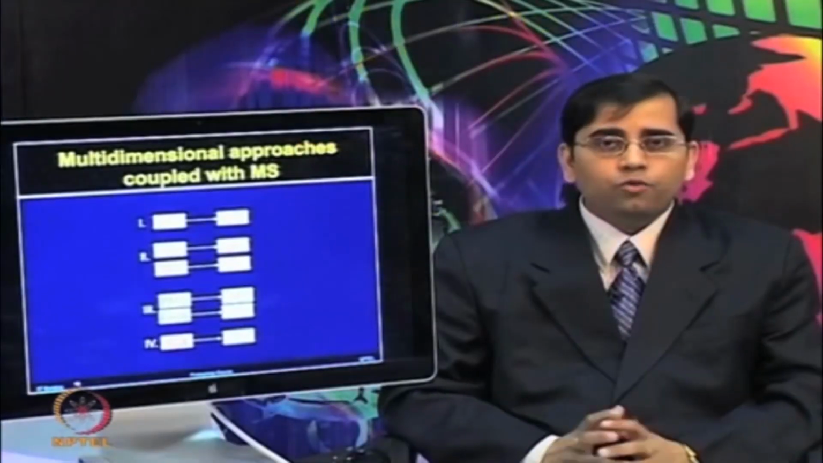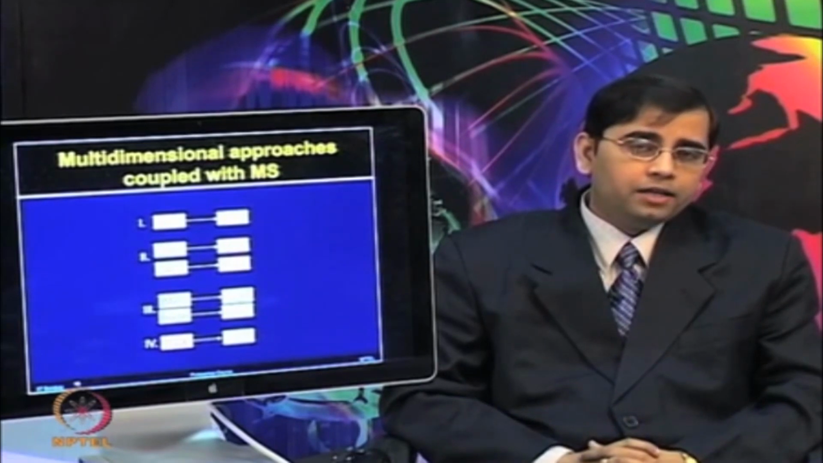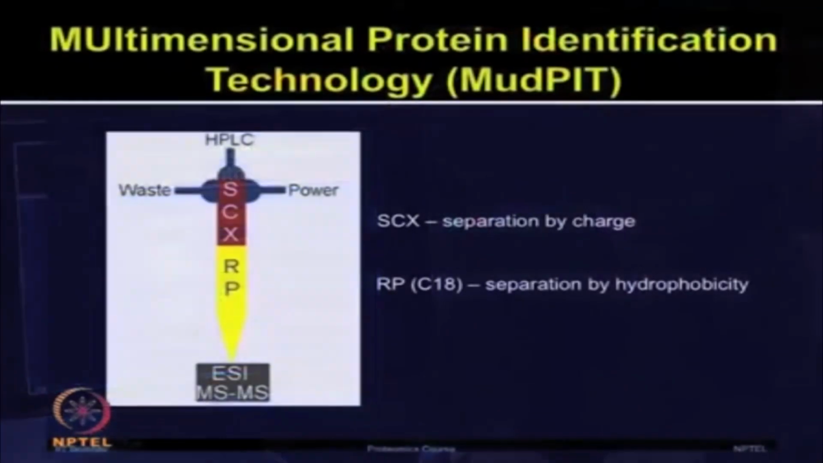So, this slide gives you an overview of various types of liquid chromatography separation methods which can be employed prior to injection into the ionization source. As I mentioned, strong cation exchange as well as reverse phase chromatography together can be employed for various proteomic applications which have been demonstrated in the multidimensional protein identification technology or MudPIT.